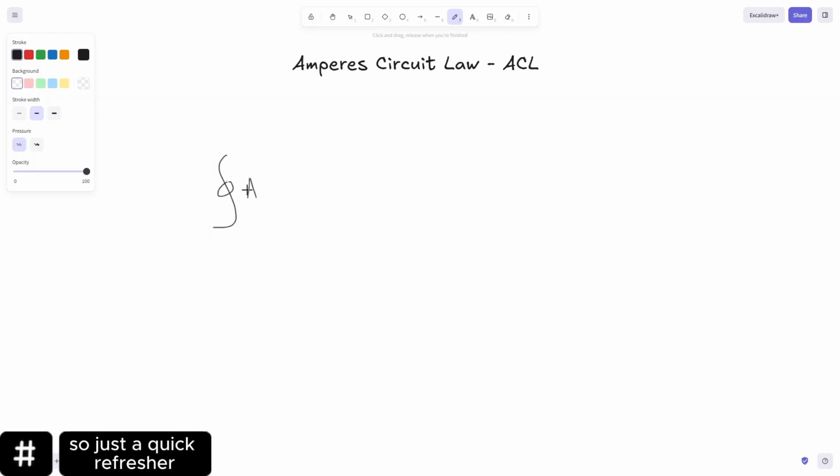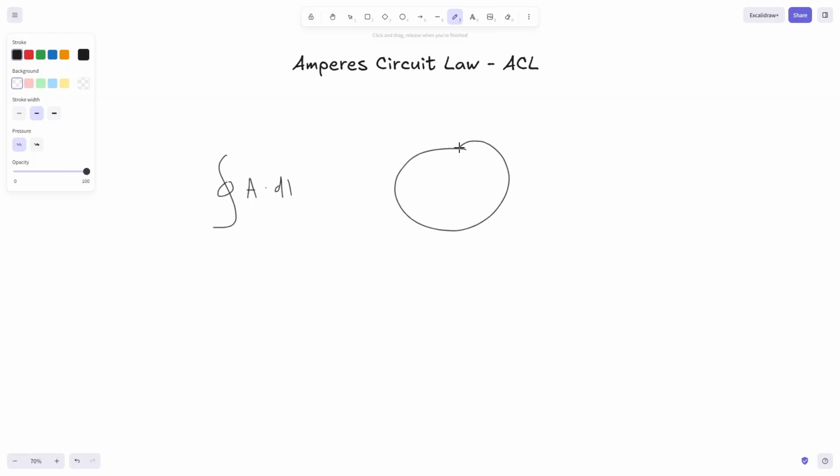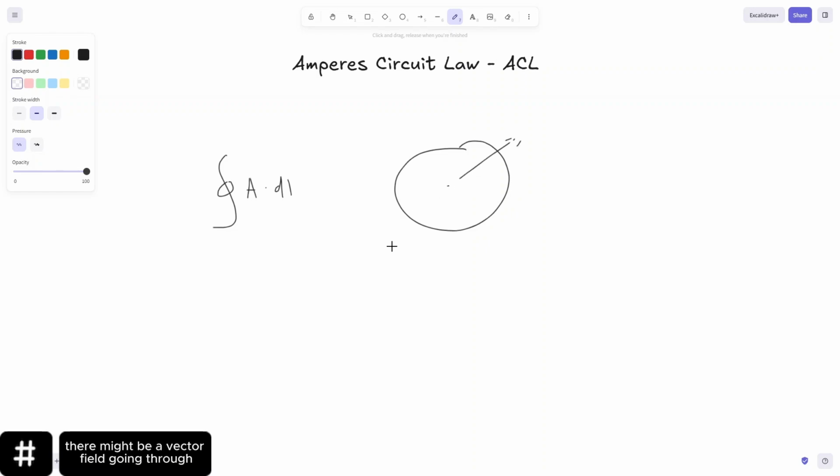Just a quick refresher: the circulation is if we have a loop, some kind of circle, like a closed wire or closed path, and inside this path there might be a vector field going through. We want to know how much it contributes to the direction that we go along the path. That's basically what the circulation says. And this is what Ampere's law utilizes.